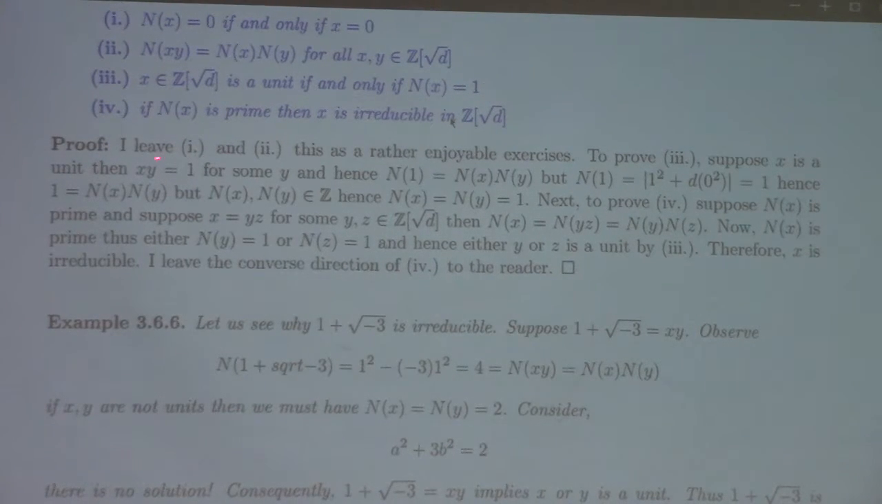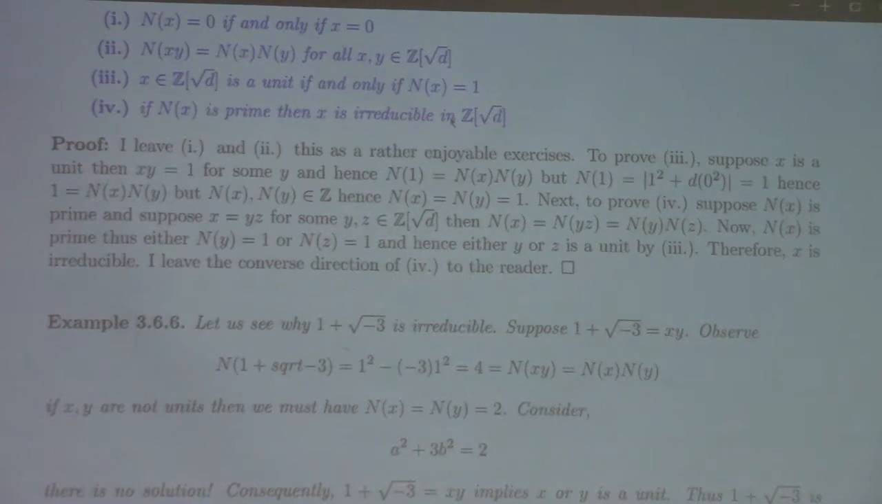No, sorry. x, if it's a unit, then x times y is equal to 1 for some y. But then N of 1 is N of x times N of y, right? N of 1 we can explicitly calculate. It's 1 squared plus d times 0 squared, otherwise known as 1. So 1 is equal to N of x times N of y. What are the solutions of 1 equal to number times number in the integers? One, right? The only way you can get 1 from the product of two integers is, it could also be negative 1 times negative 1, but the norm is defined to be positive, so that's out. So there you go. That's 3.